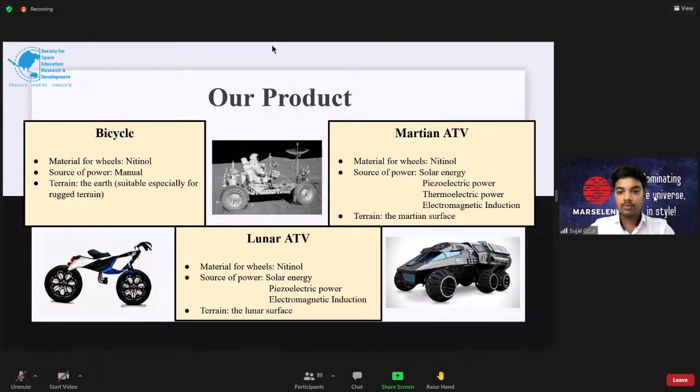The source of energy used by our lunar and Martian ATVs are solar power, piezoelectricity, electromagnetic induction, and we also plan on developing thermoelectric and nuclear power. The wheels are following a rubber-less policy and do not depend on conventional sources of energy like fossil fuels. Hence, our products will not harm the environment, neither on Earth nor elsewhere.